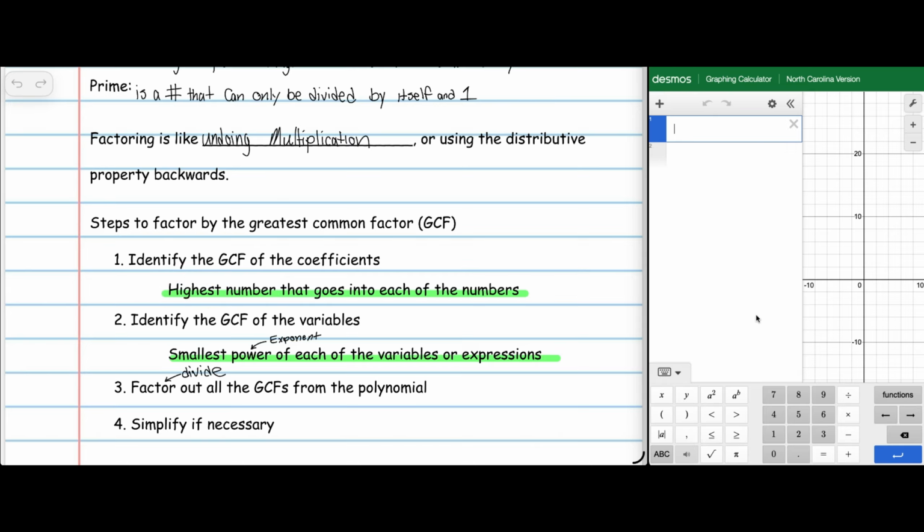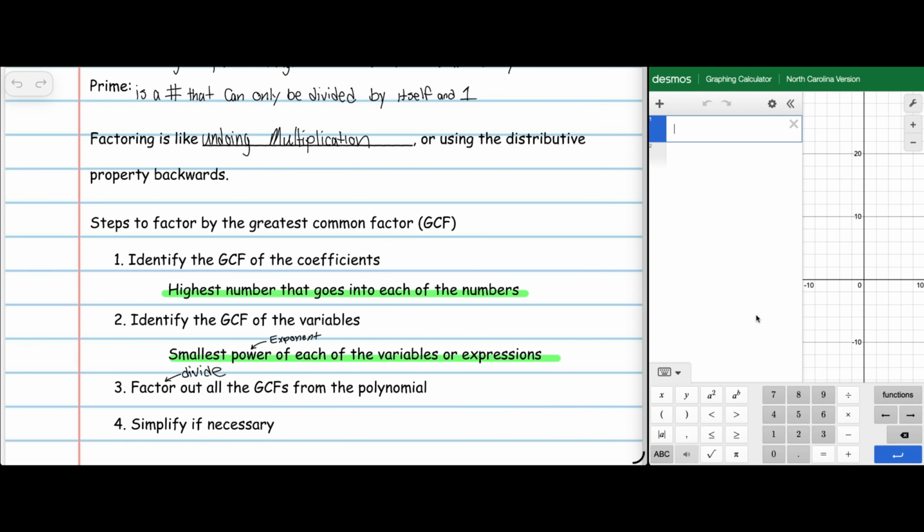All right. Step two, we're going to identify the GCF of the variables. Now, with variables, we're going to be looking at the smallest power of each of the variables or expressions. Okay. The word power is another word for exponents. So we're going to be looking for the smallest exponent in the expression. All right. Now, from there, step three says we're going to factor out all the GCFs from the polynomial, meaning factor means divide out. We're going to divide out all the GCFs from the polynomial or the expression that they gave us. And then we're going to simplify if necessary. So those are the steps that we're going to follow going through each one of our examples.